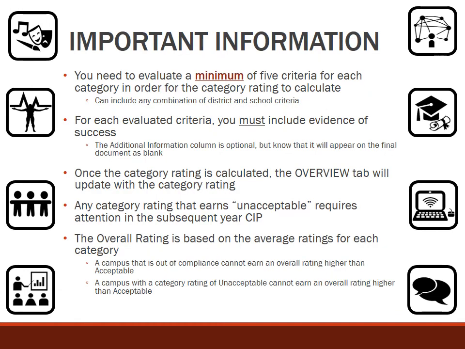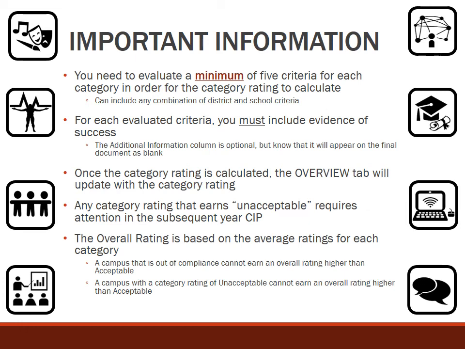Before we conclude, there are a few things indicated in the instructions for completing the evaluation template on pages 5 to 6 in the rubric document that I want to be sure to highlight. First, each category must be evaluated with a minimum of 5 criteria. This can be any combination of district or campus criteria, but the category rating will not populate until at least 5 criteria are evaluated. Also, for each of the evaluated criteria, you must include evidence of success.